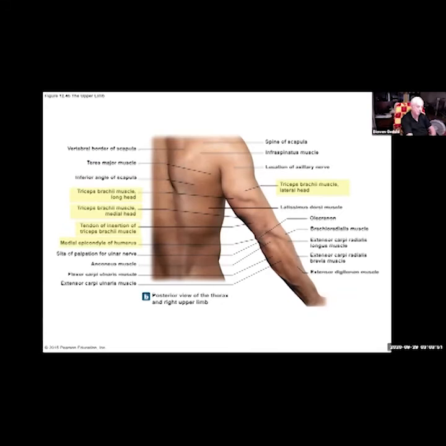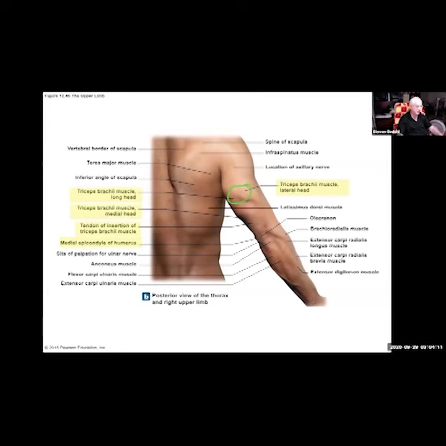Then again, the triceps brachii lateral head. It's an extension muscle. The triceps brachii long head, triceps brachii medial head. There's three heads. That's what's called triceps. There's a lateral head, a long head, and a medial head, and those are extension muscles of the arm.